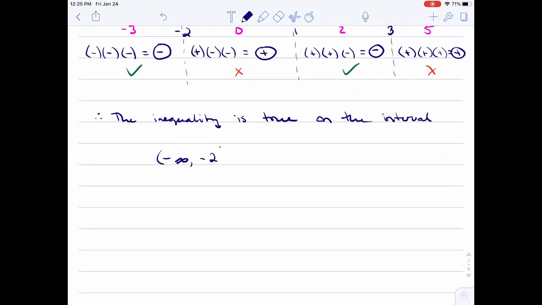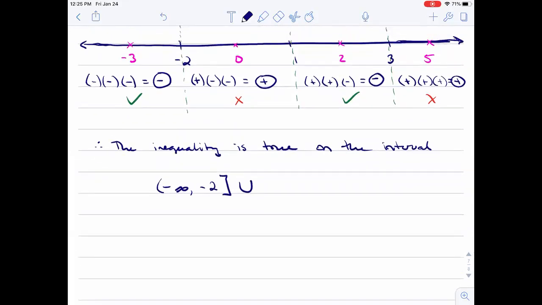Okay. So we have to use the square bracket, union, so joined with the interval between 1 and 3, inclusive on both sides, because 1 makes it 0 and 3 makes it 0, right? Which is still true. And then that's it.